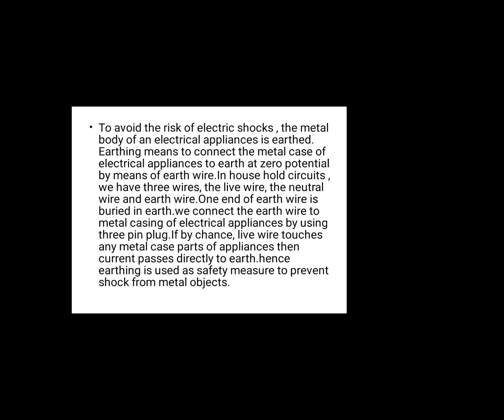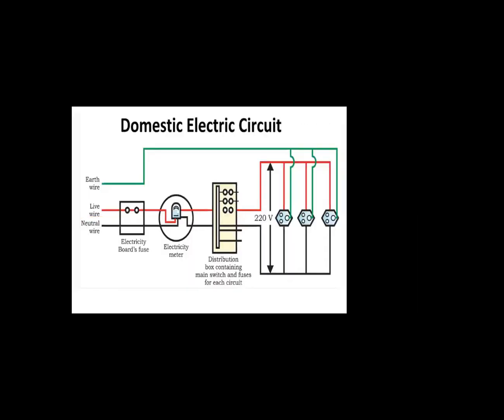How is the live wire usually denoted in color? Red, ma'am. Live wire is red, and neutral wire is black. And the earth wire is green. Very good. And this is the circuit diagram.